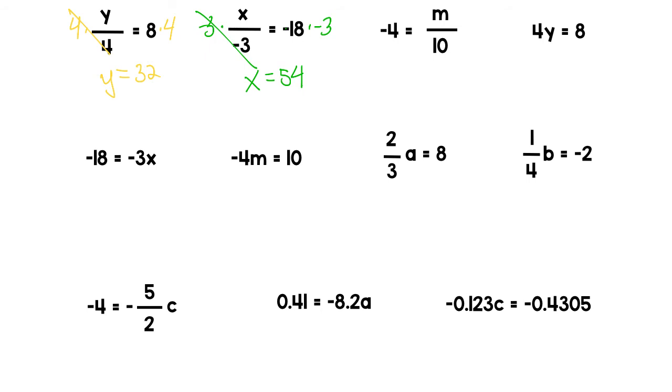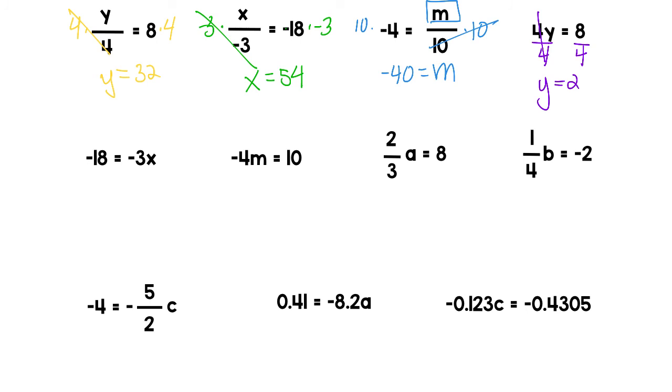I've got m divided by 10. I want m to stay. So divide by 10 turns into multiply by 10. 10 times -4 is -40. And that equals, 10 divided by 10 cancels, and we're just left with m. Now we have 4y equals 8. 4 is multiplying times y. The opposite of multiply is divide. 4 divided by 4 cancels, and I'm left with just y on the left. 8 divided by 4 is 2.